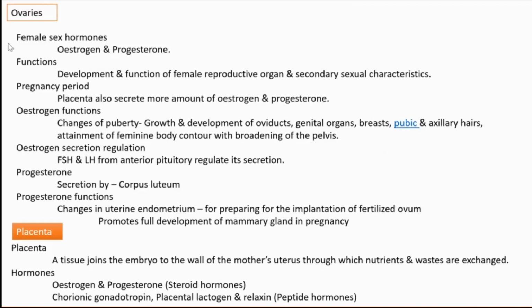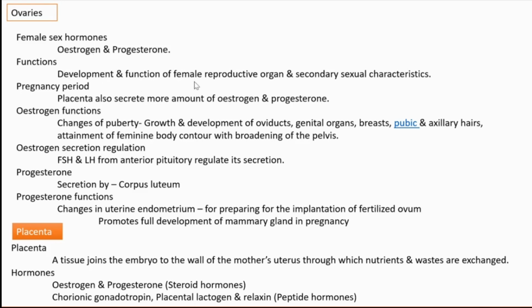Next, coming to the ovary, this female reproductive structure, the gonads in the case of females. So, the sex hormones secreted from the ovaries are estrogen and progesterone. What are the functions of the female sex hormones?